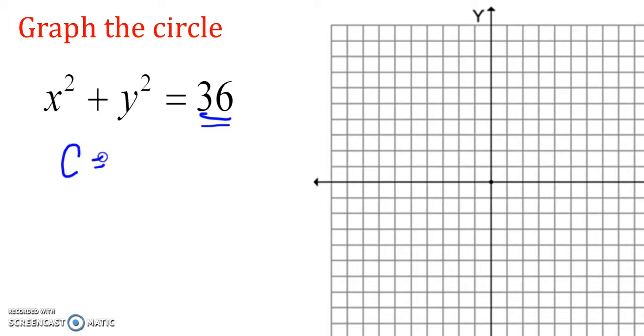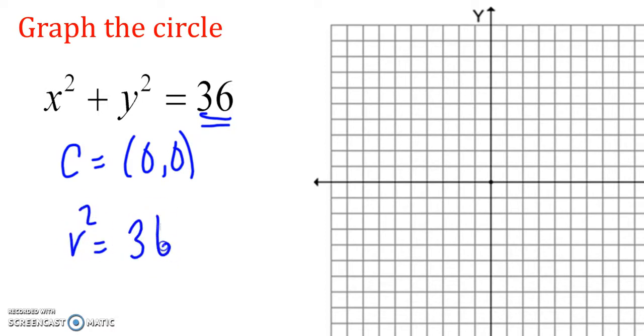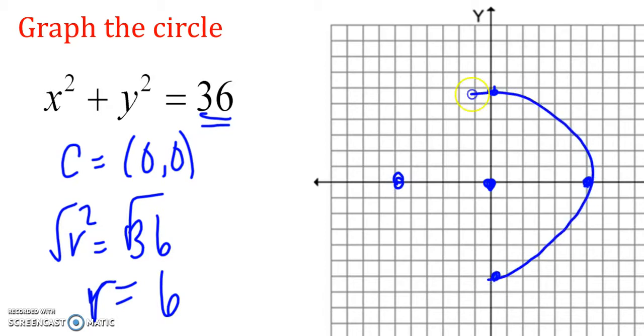So we want to locate the center of the circle. That's 0, 0. We want to locate the radius. Please remember it's r squared equals 36. So when I square root it, r, the radius, is 6. So 0, 0, 6 this way, 6. And I simply make a circle.